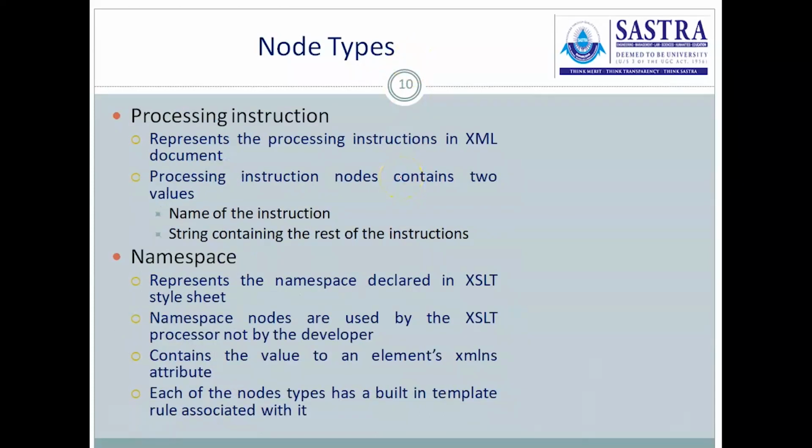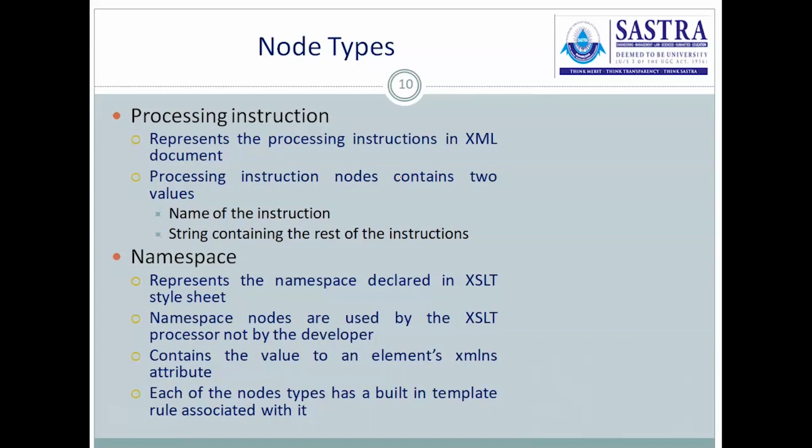And then the next node type is processing instruction. If you want to represent any processing instructions in the XML document, then we can include this node type. We can represent all those instructions by using the processing instruction node. The content available in a processing instruction node is the name of the instruction, and then the value of the instruction, or a string containing the rest of the instruction.